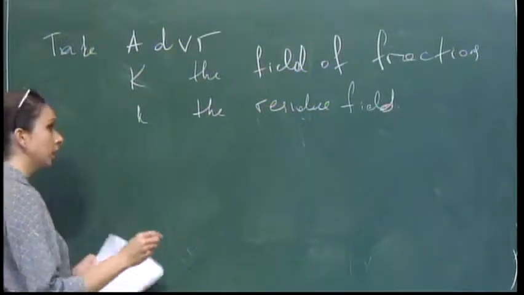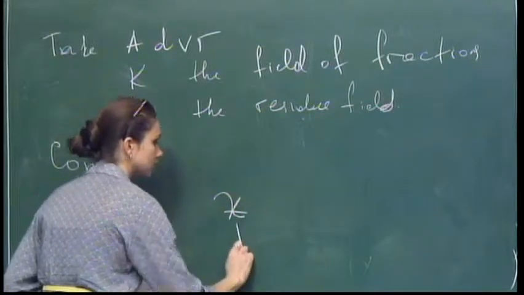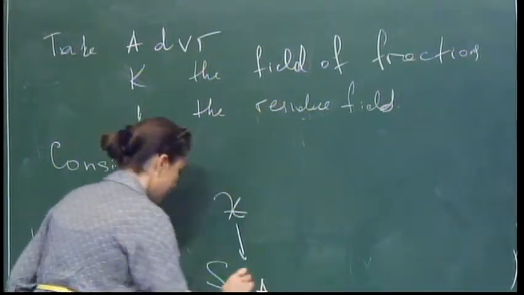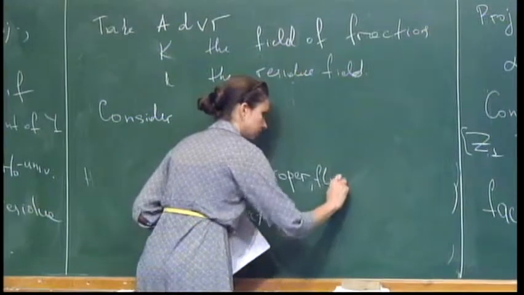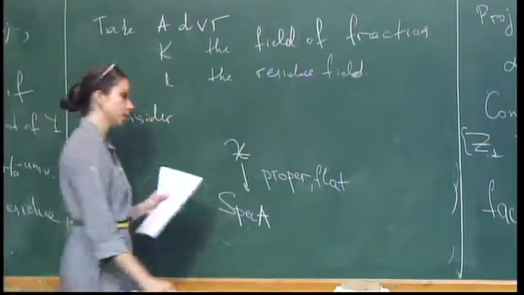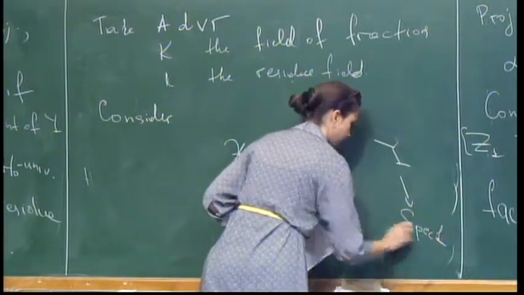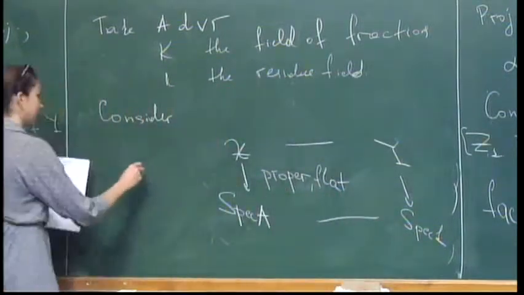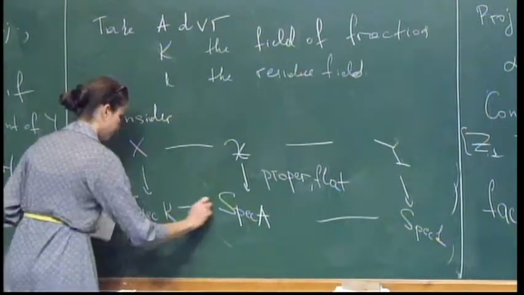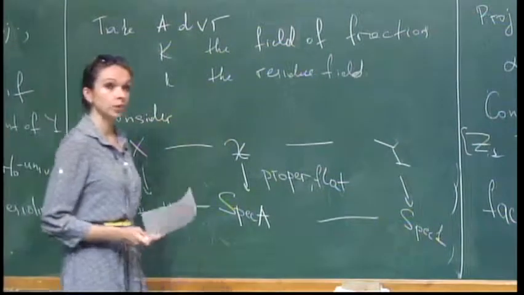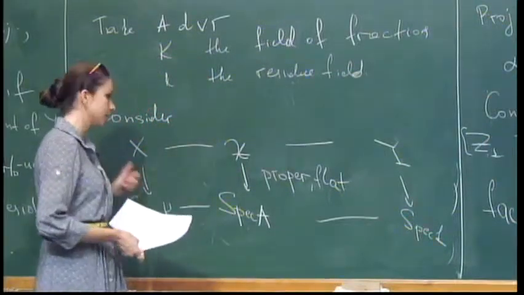So the situation is the following. Consider a scheme over Spec A, where this map is proper and flat. Well, then one is interested in the special fiber, which I will denote Y, over Spec of the residue field, and also the generic fiber X over the spectrum of the field of functions. Okay. In this situation, there is a so-called specialization map between the Chow groups of X and Y.